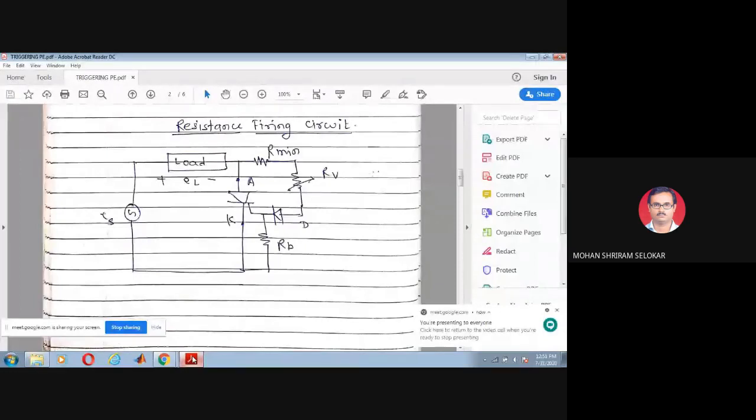Now it is an AC gate triggering method because AC voltage is used to trigger the gate of the SCR. Is it clear? That's why it is an AC gate triggering method. Here you can see the same source is applied between the anode and the cathode of the SCR, and the same source is applied between the gate and cathode of the SCR. So this is the AC gate triggering method.